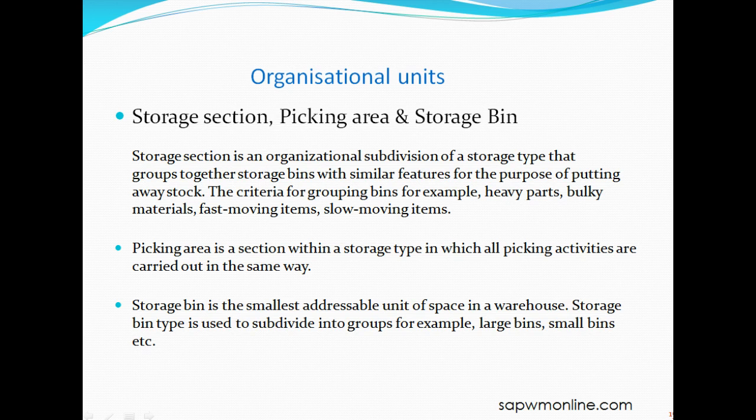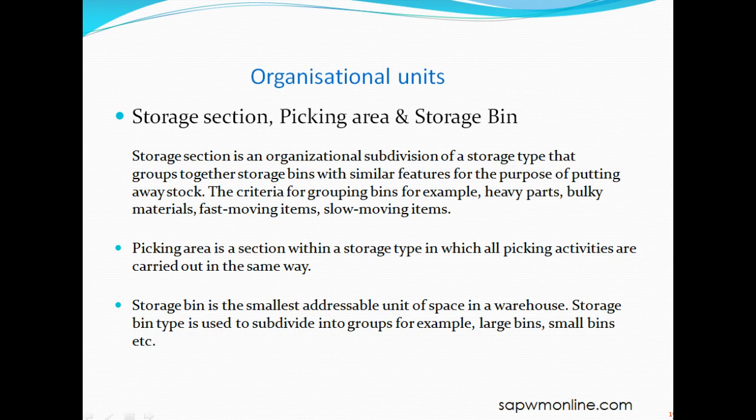So a material that is coming into the warehouse could always go into that particular section of the storage type, and it could be picked from that particular section. A common subdivision is heavy parts, bulky material, or fast moving items. So in a particular storage type, if you have heavy parts and also lighter parts, then you could subdivide your storage type as heavy parts at the bottom, and at the top you keep the lighter parts. Whenever the heavy parts come into the warehouse, they are always stocked at the lower section of the storage type. You can manage or design this in the search strategy. Picking area is a section within a storage type in which all picking activities are carried out in the same way.